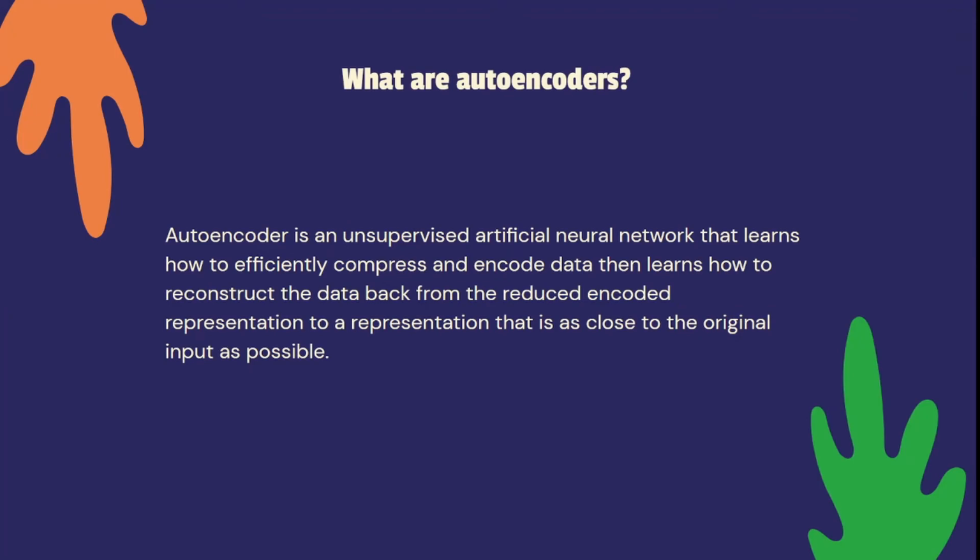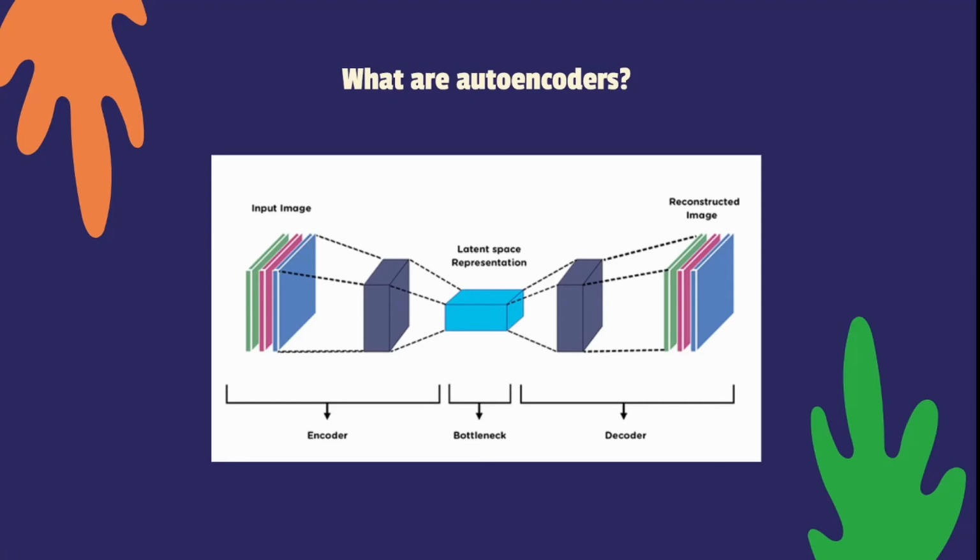Now, what are autoencoders? An autoencoder is an unsupervised artificial neural network that learns how to efficiently compress and encode data, and learns how to reconstruct the data back from the reduced encoded representation. They work by compressing the input into the latent space representation, also known as the bottleneck, as we see in the middle here. The purpose of doing this is that since the dimension of the bottleneck is smaller than the dimension of the input layer, only the most salient features of the system remain and the noise and irrelevant data are filtered out. So, these can also be described as a feature extraction algorithm.